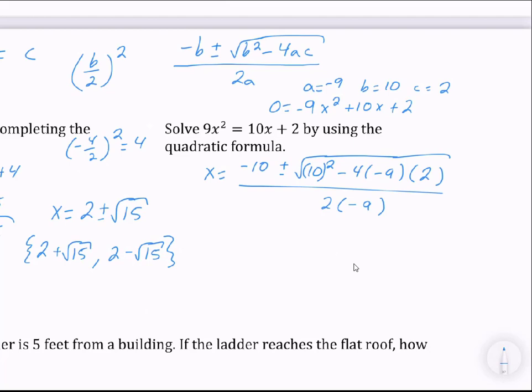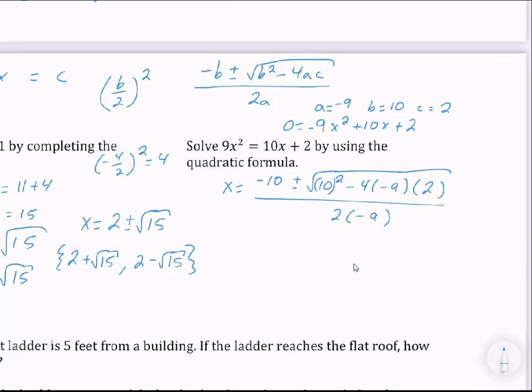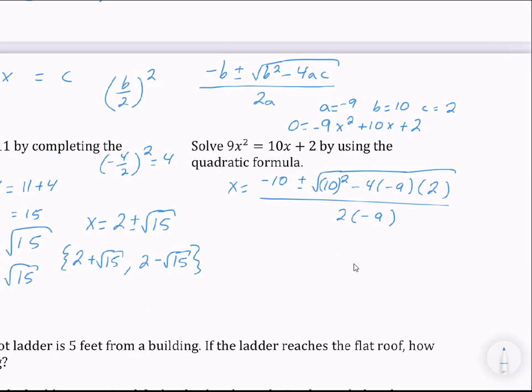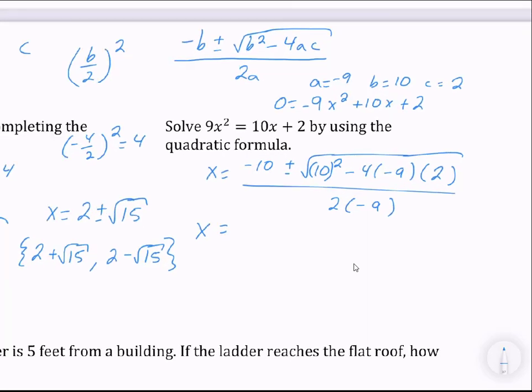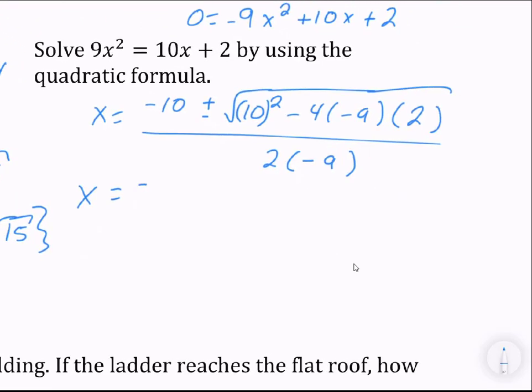Now, the next thing you want to do is plug in everything under the square root. Let's see what we get there. So 172. That's 10 squared minus 4 times negative 9 times 2. I get 172 as well. Over negative 18. So I have negative 10 plus or minus square root of 172 over negative 18.